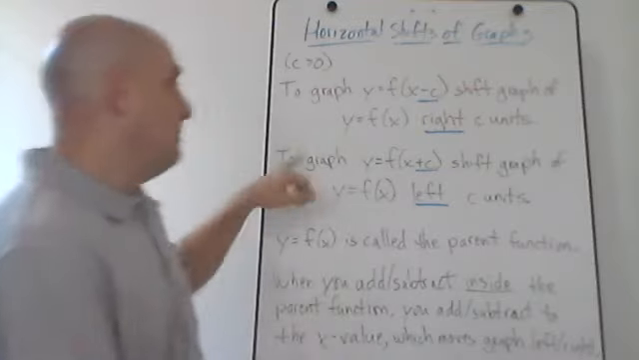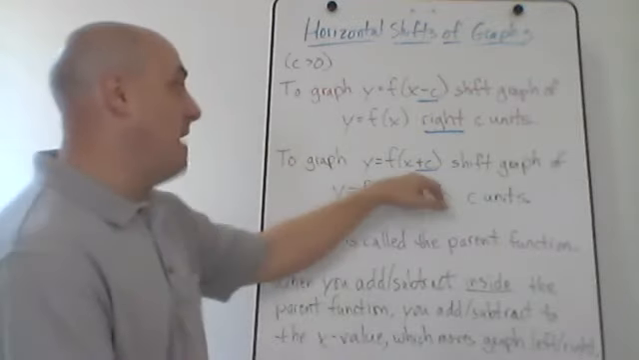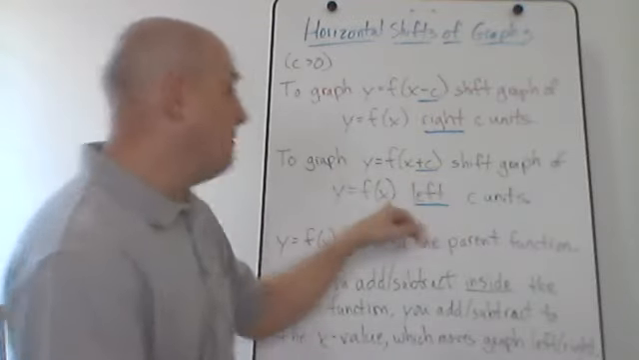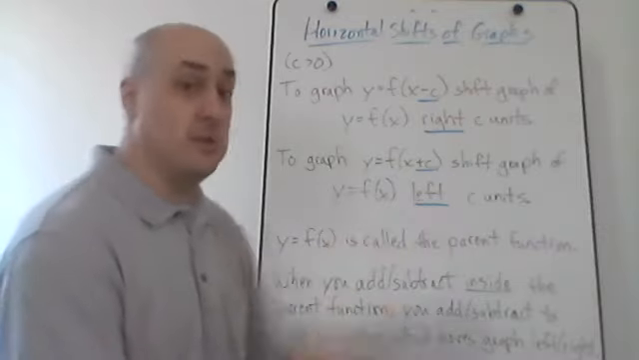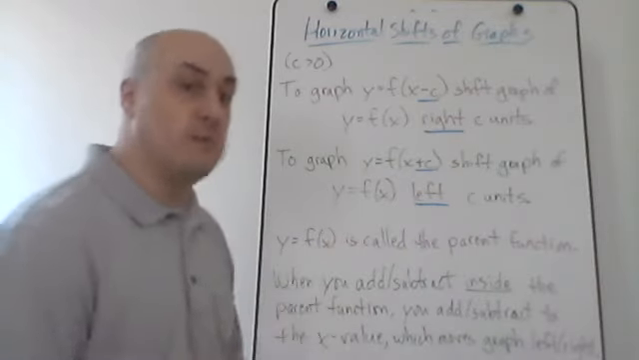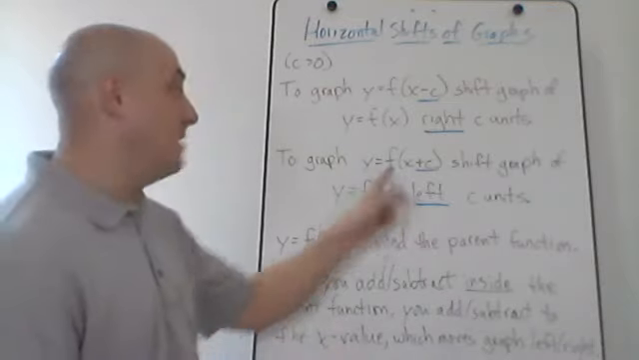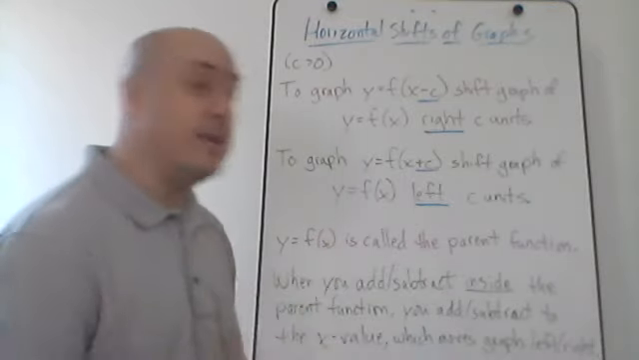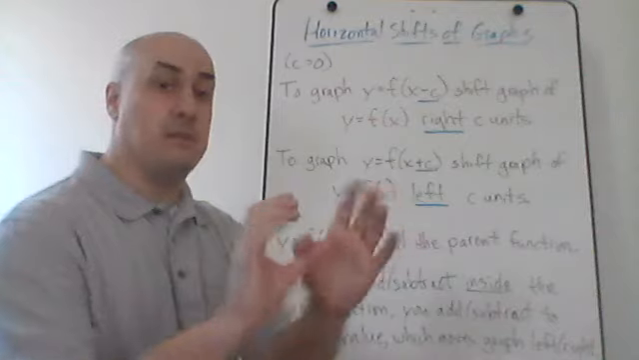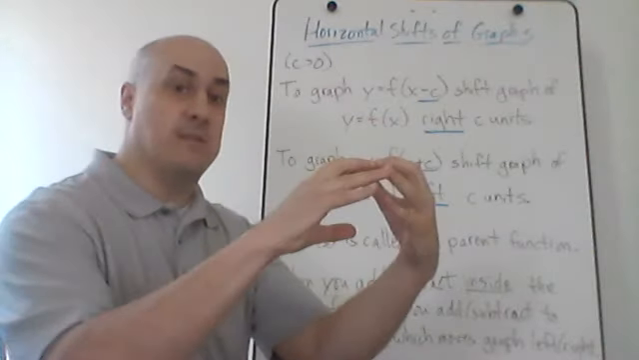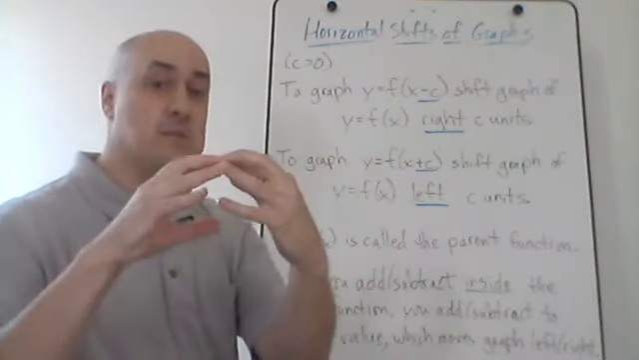And on the other side, to graph y equals f of (x plus c), I shift the graph of y equals f of x to the left c units. Again, if I know what that parent function looks like, and then I change it a little bit, instead of just f of x, I have f of (x plus c), that's going to take the graph of the parent function, whatever it looks like, and move it to the left c units.